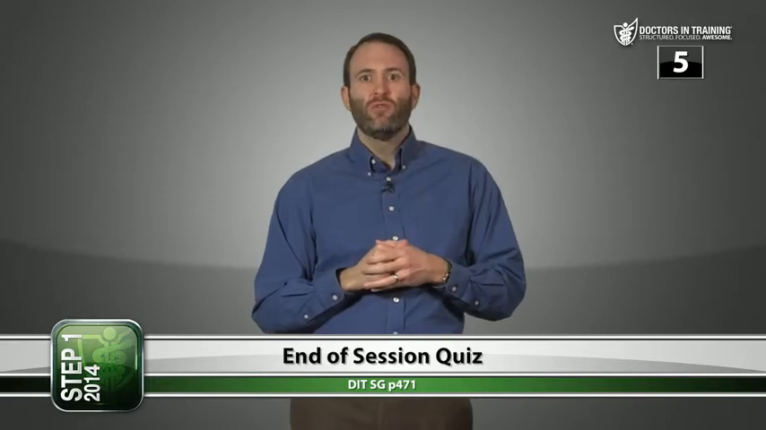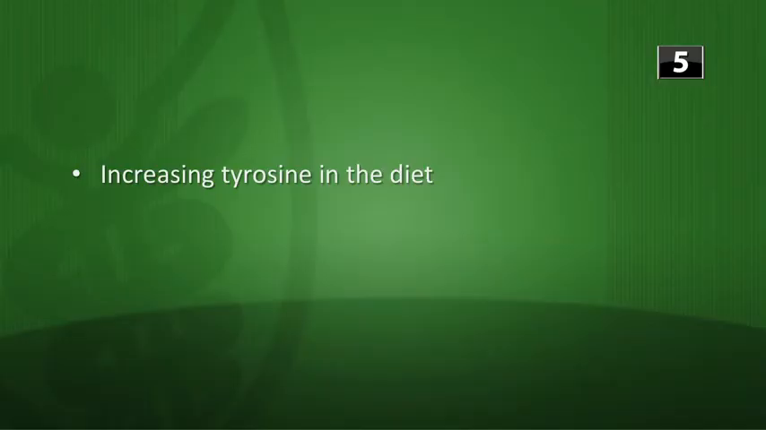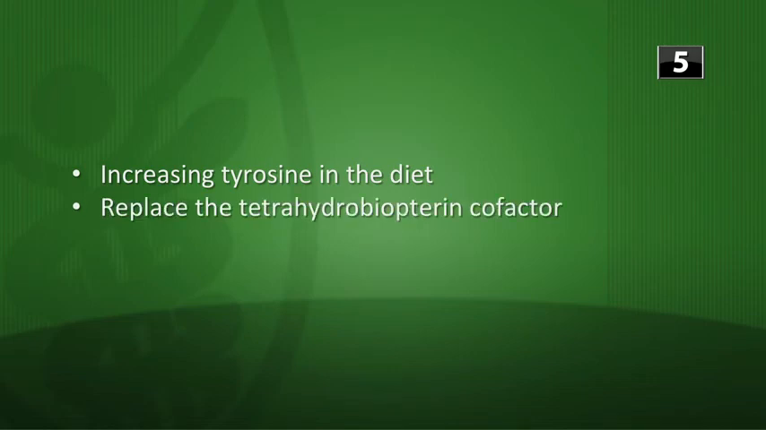Next, a patient with PKU should have a diet low in phenylalanine. What other dietary modifications should a patient with PKU make? So first you've got to increase tyrosine in the diet because now it's essential because you can't make it. And then you're going to potentially have to replace that tetrahydrobiopterin cofactor if it's a deficiency there. So it could be part of the treatment also depending on the type of PKU that you have.